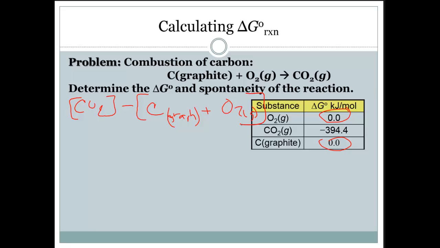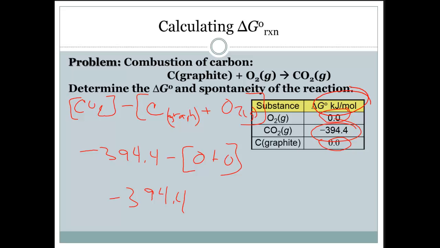Alright, so that means CO2 is negative 394.4 minus graphite is 0 and oxygen is 0. So that means our answer is negative 394.4 kilojoules per mole, which means it is spontaneous because it's negative.